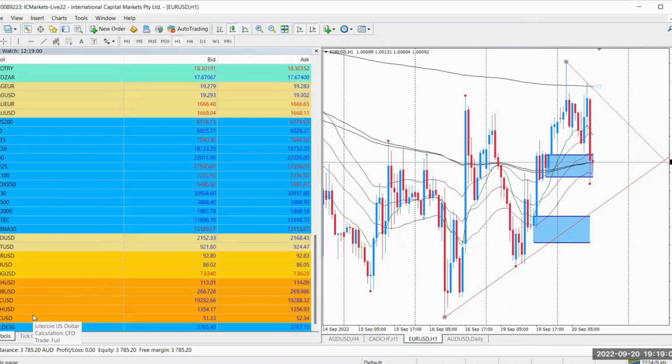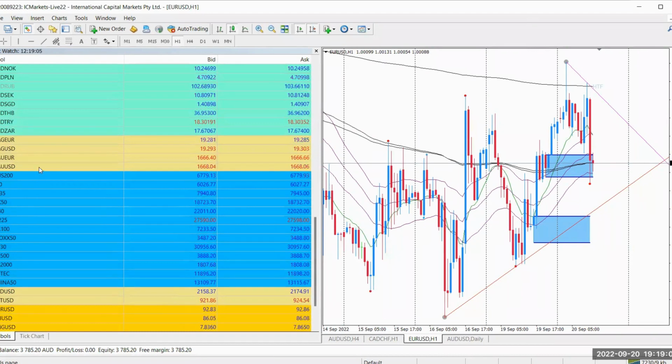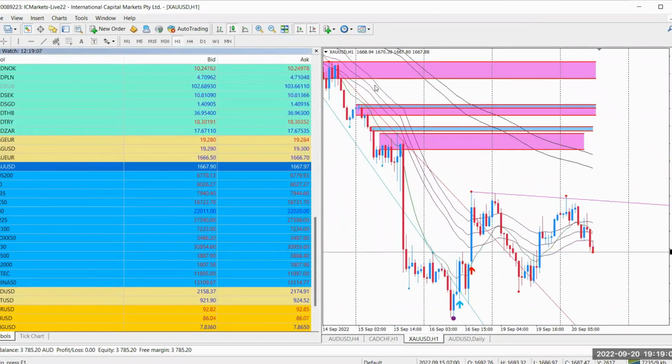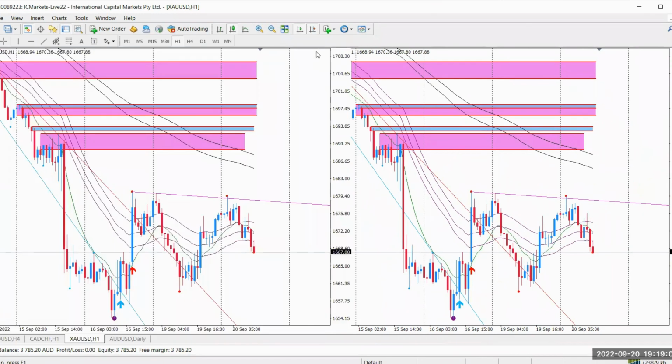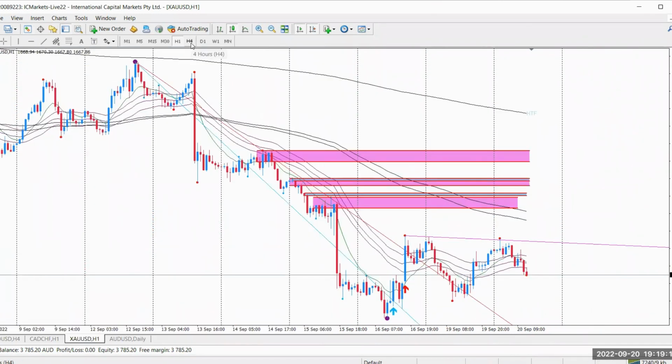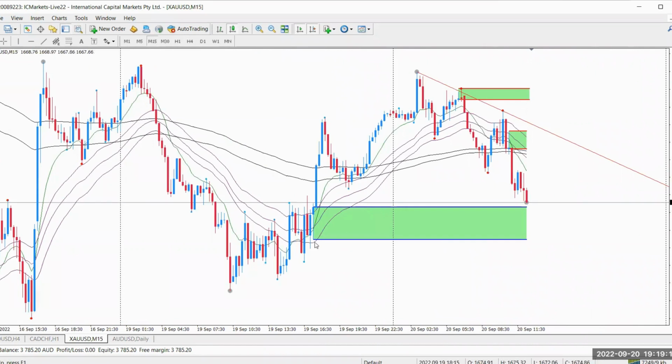Let's see. It's a bit hard for me to find this. I normally don't like that many symbols, but that's okay. So this is my gold trade setup, and what I'm looking at here on the 15 minutes time frame is my zone approaching, and I'm expecting the market to retrace around this area anytime.